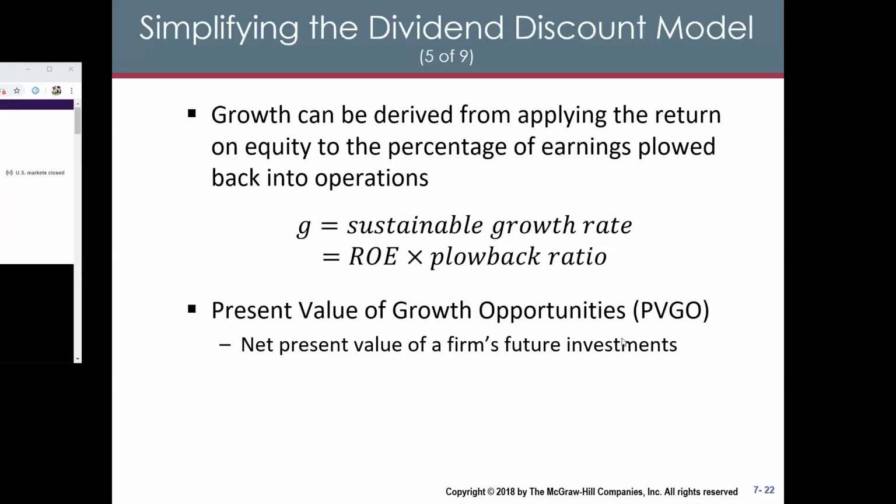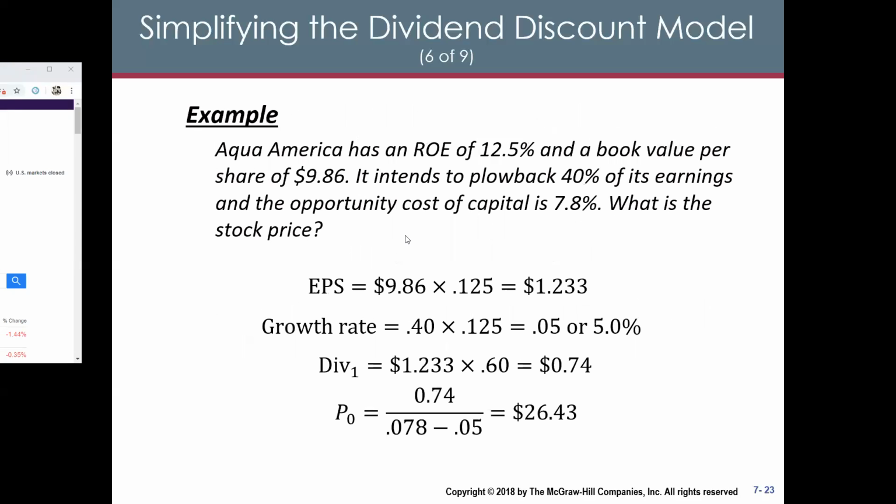It's this PVGO here. Okay, it's going to make more sense if we look into one example. So here the example: Aqua America has an ROE of 12.5% and a book value per share of 9.86. It intends to plow back 40% of its earnings, and the opportunity cost of capital is 7.8%. So what's the stock price?